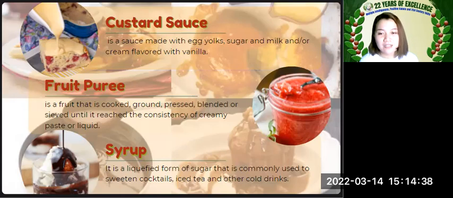Okay, sige. Let's proceed to the next one, which is the fruit puree. It is fruit that is cooked, ground, pressed, blended, or sieved until it reaches the consistency of creamy paste or liquid. A variant of fruit puree is orange sauce that is made up of ingredients such as orange, sugar, and water, which is yun lang naman ang common ingredients when we say puree.